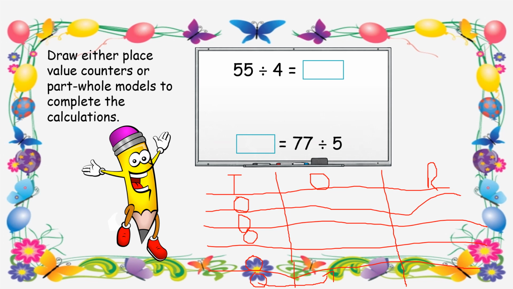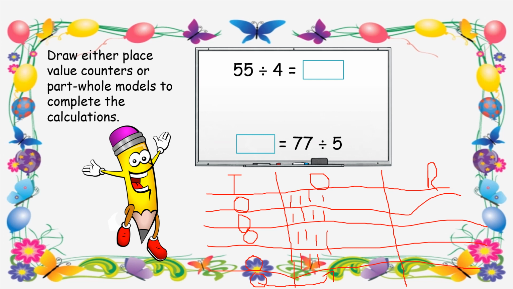Now 5 ones plus the tens I'm exchanging makes 15. Now let's share 15 amongst the 4 groups. We have 1, 2, 3, 4, 5, 6, 7, 8, 9, 10, 11, 12, 13, 14, 15.